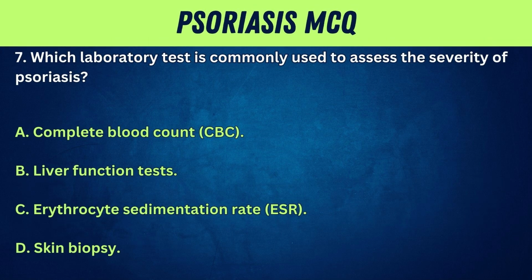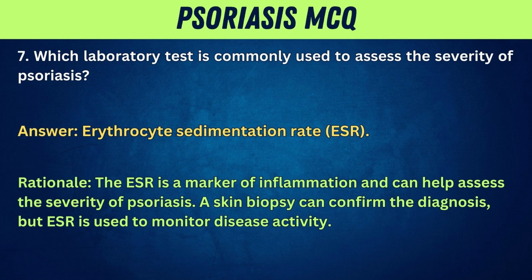7. Which laboratory test is commonly used to assess the severity of psoriasis? A. Complete blood count, CBC. B. Liver function tests. C. Erythrocyte sedimentation rate, ESR. D. Skin biopsy. Answer: erythrocyte sedimentation rate, ESR. Rationale: the ESR is a marker of inflammation and can help assess the severity of psoriasis. A skin biopsy can confirm the diagnosis, but ESR is used to monitor disease activity.